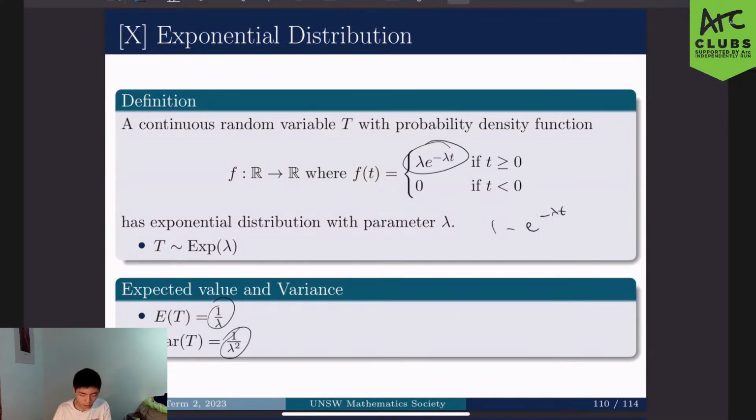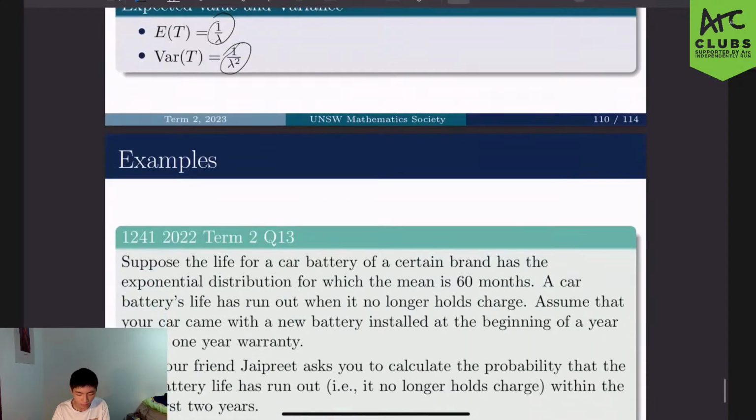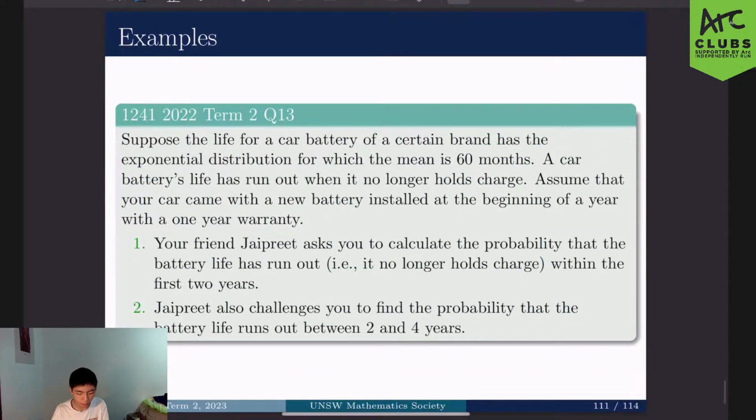Okay, let's use this in an actual question. We won't actually directly apply this, we will just directly use the integral of that to find our values. So here, suppose the life for a car battery of a certain brand has the exponential distribution for which the mean is 60 months. So we already know off the bat that the mean, the mu, or the expected value is 60.